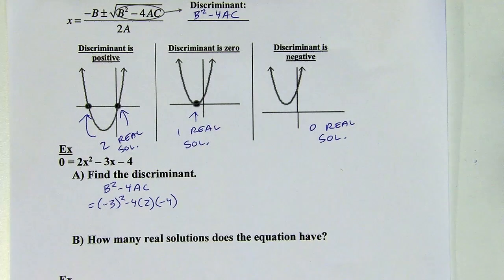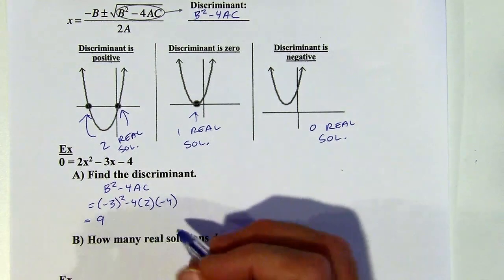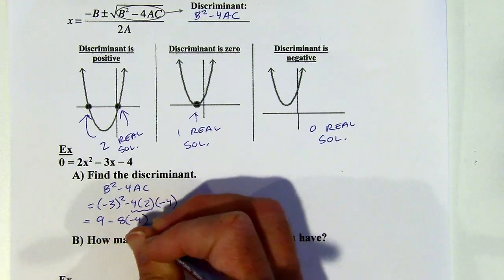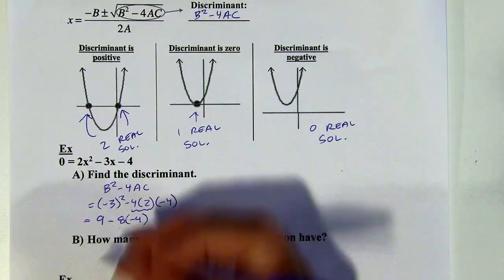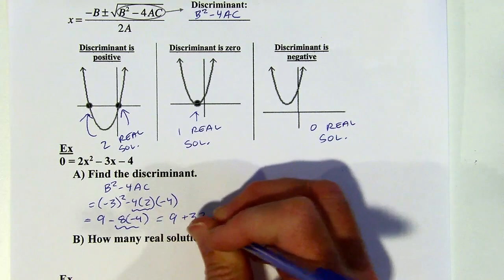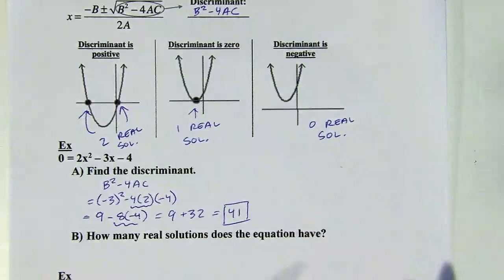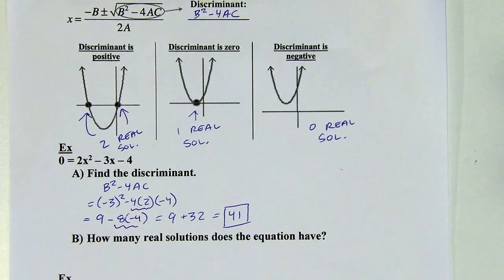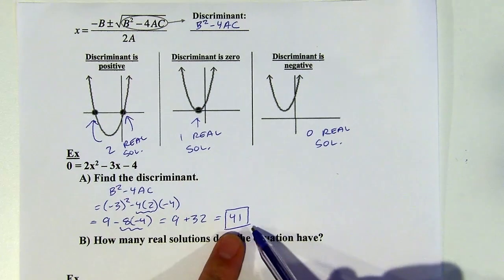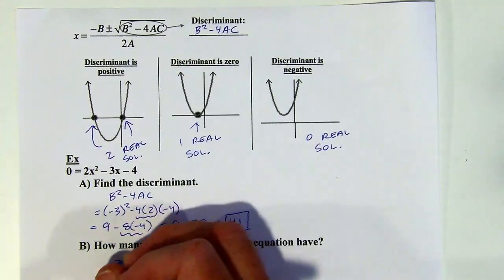Okay? And then I'm going to simplify this. So I'll start doing the exponent. Negative 3 times negative 3 is positive 9. Okay? And then I'll multiply from left to right here. So this is going to be negative 8 times negative 4, because negative 4 times 2 is negative 8, right? And then when I multiply this, negative 8 times negative 4 is 32. Okay, and then I add those together. 9 plus 32 is going to be 41. So that's the value of the discriminant. Okay, now I could solve the whole equation for x to figure out how many solutions there are, but I can also just tell using this little chart. Here the discriminant came out positive, and that means there are 2 real solutions.